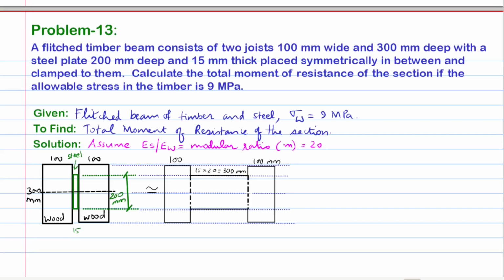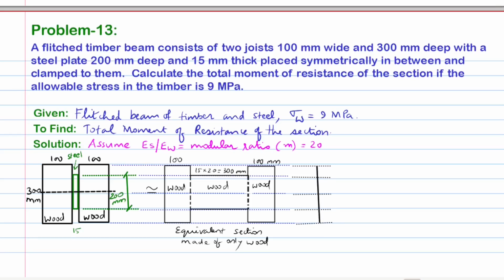Hence the steel plate is converted to an equivalent wooden plate of width equal to 15 times the modular ratio, that is 20, giving a value of 300 millimeters. We now draw the bending stress distribution diagram for the equivalent wood section with the maximum allowable bending stress of 9 megapascals applied to the outermost fibers of the wood as compared to the centroidal axis. By simple interpolation, it is easy to make out that the stress in the equivalent wooden section at the level of the steel plate is 6 megapascals.